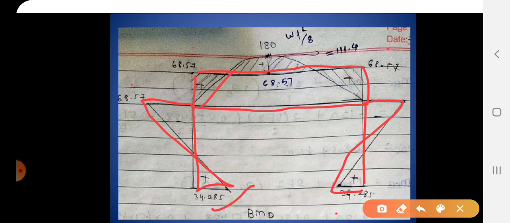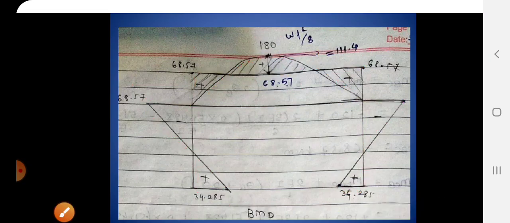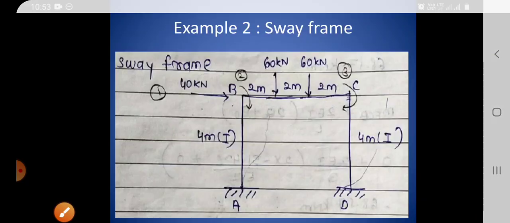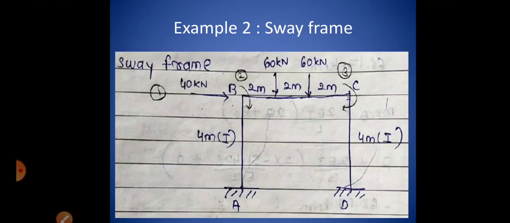I have superimposed the bending moment diagram due to the UDL, that is the external load, and 180 is WL square by 8, and this ordinate is 180 minus 68.57, therefore 111.4. So this is your bending moment diagram. Clear? Now go to example 2, sway frame.